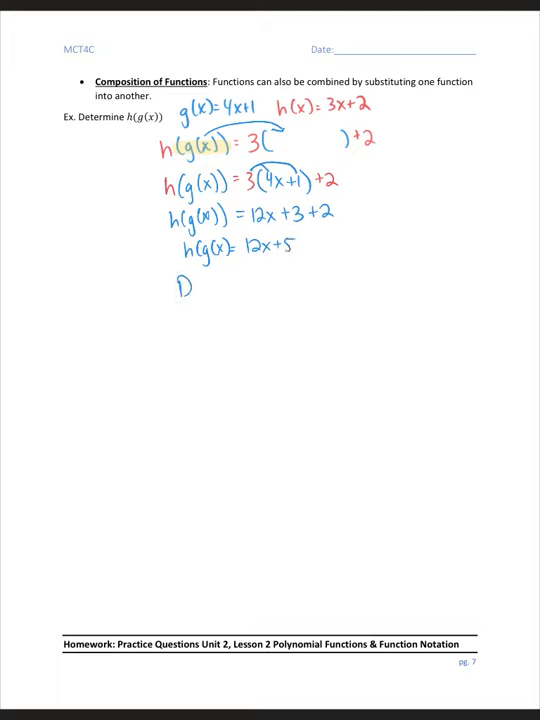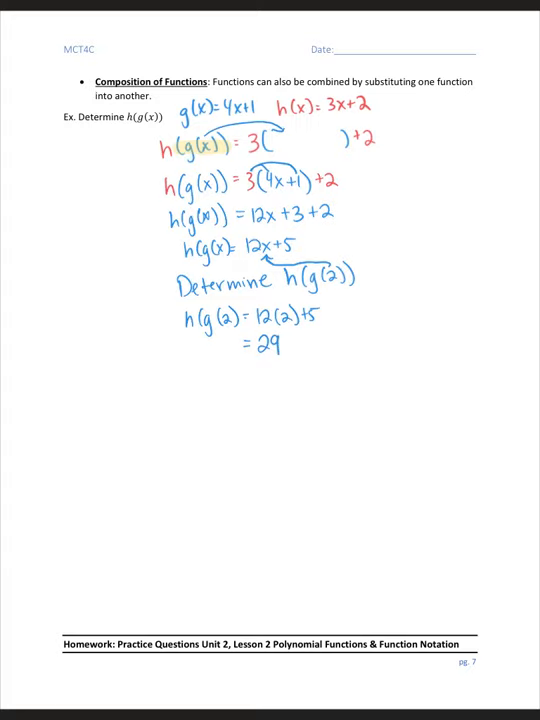Now if you were asked to determine this combined function, or this composition of functions, for a given input, for an actual number, so h of g of 2, let's say, we now could substitute the 2 into the simplified function that we have made by the composition here. So we could say h of g of 2 is going to equal 12 times 2 plus 5, which equals 24 plus 5, which is 29.